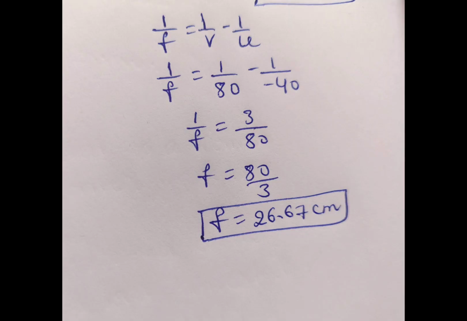In the next step, we have to calculate focal length. So using the lens formula, 1 by f is equal to 1 by v minus 1 by u. You substitute the v value and u value. Image distance and object distance values you substitute in place of v and u.